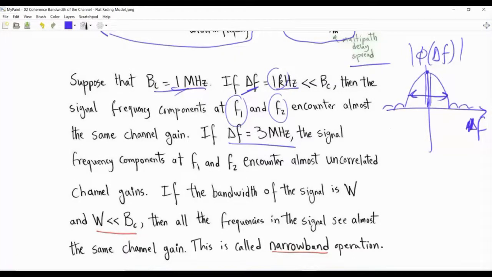Now, if the separation delta f is large, then the spectral components encounter almost uncorrelated channels. Channels that are uncorrelated, or you can push things further and say that they are independent.